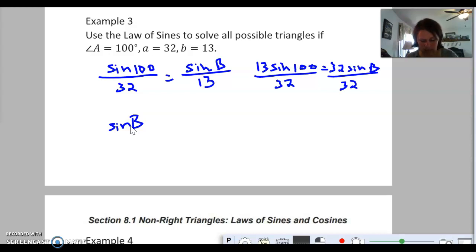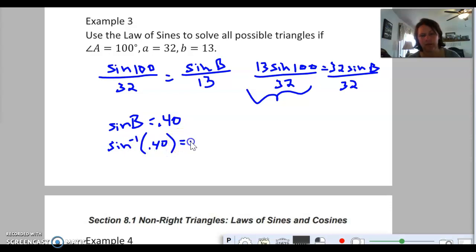So doing all of that on your calculator, and I already did all this so we could go a little faster. So sine of B is equal to 0.40. And I got the 0.40 from calculating all of this information. Again, make sure you're in degrees in your calculator. So now we are going to take the arc sine of 0.40 equals B. And then again on your calculator, you will get B equals 23.578.